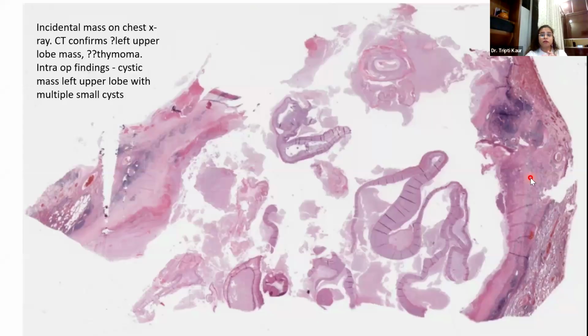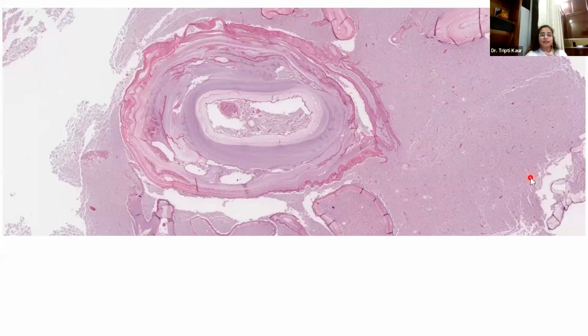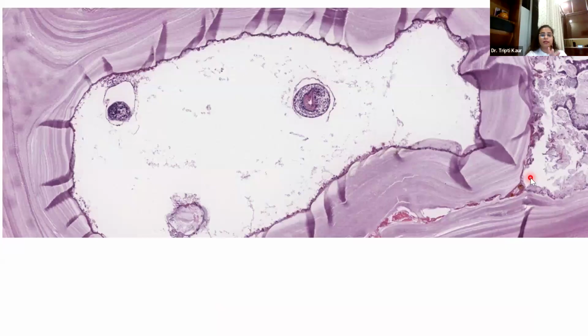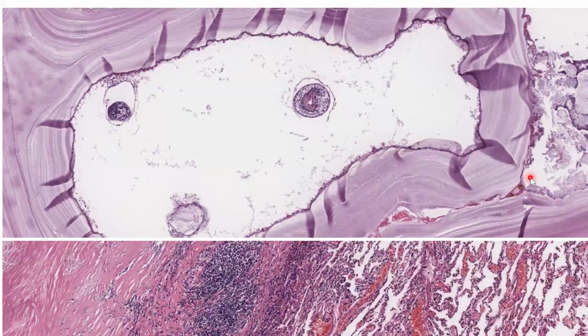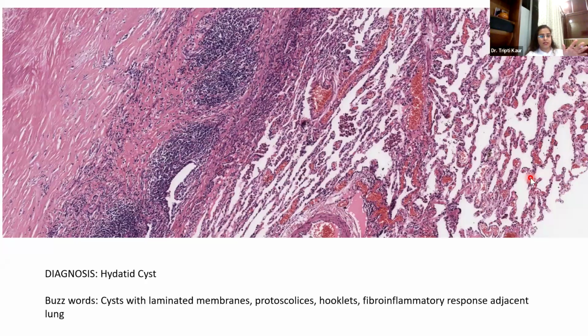Okay, spotter. Anybody? Hydatid cyst. Yeah, very good. Hydatid cyst. This is a lamellated membrane of hydatid cyst. And what are these? Scolex. Protoscolices. Very good. And this is the fibroinflammatory response which is happening around the hydatid cyst. So this is a case of hydatid cyst.